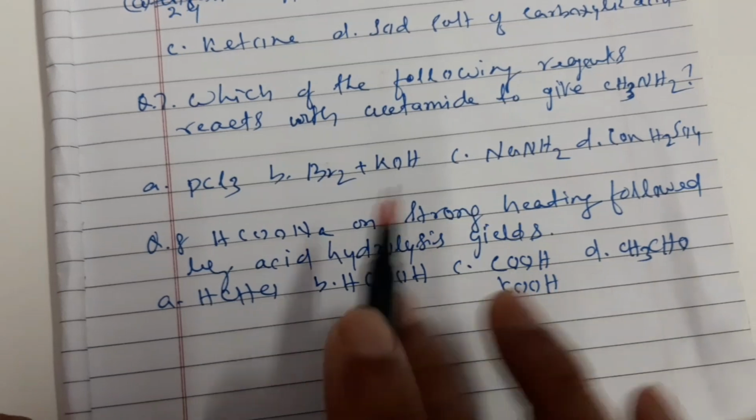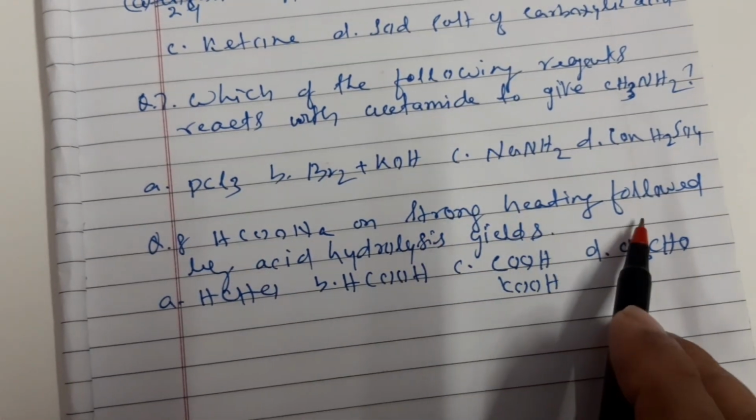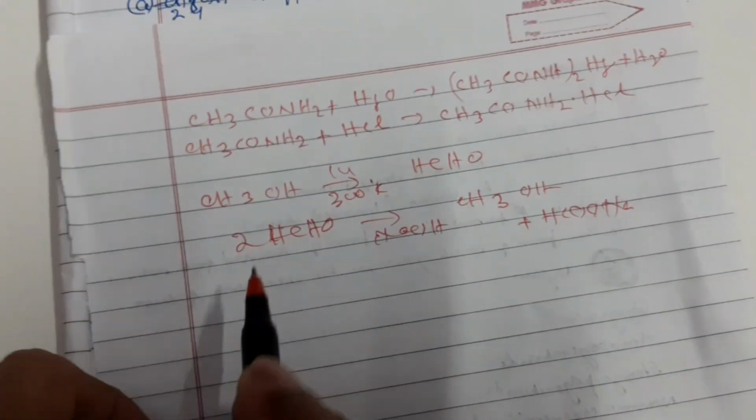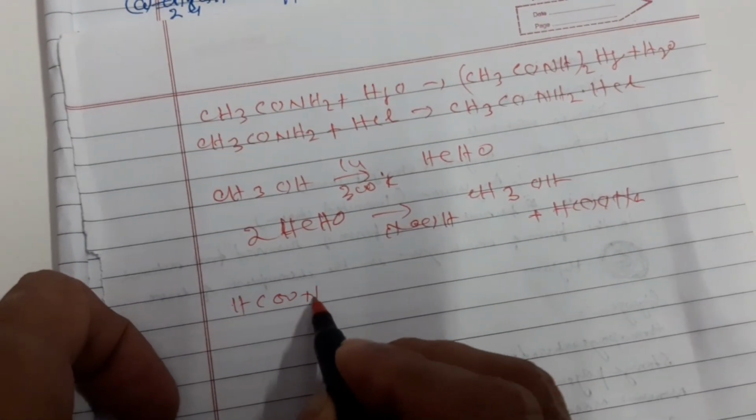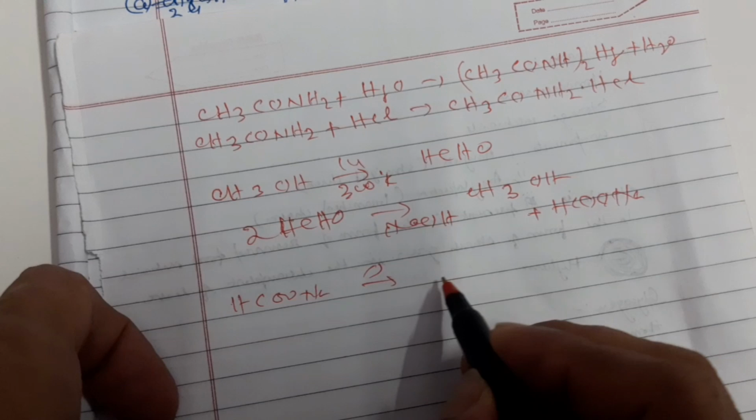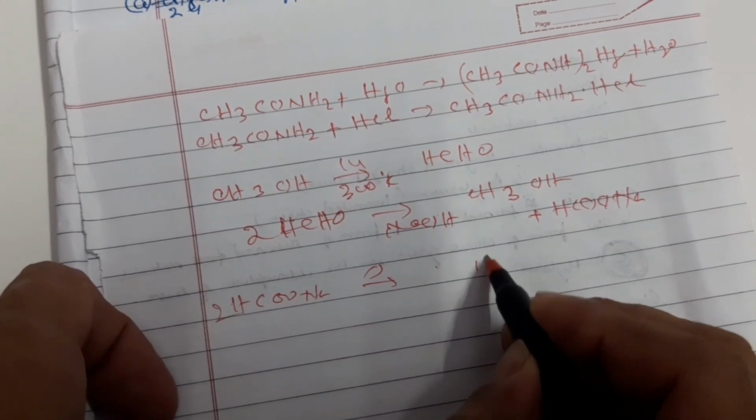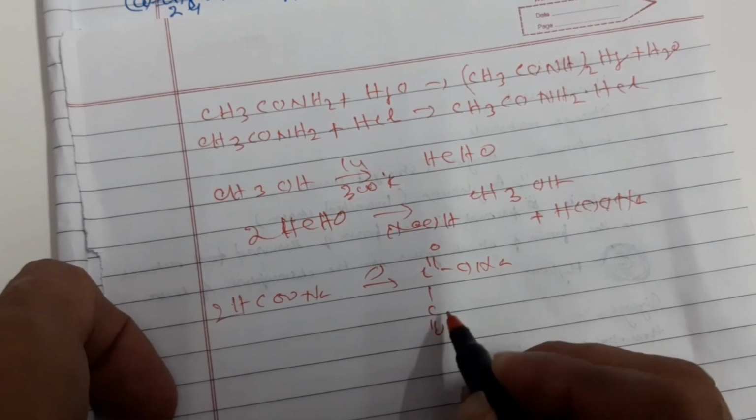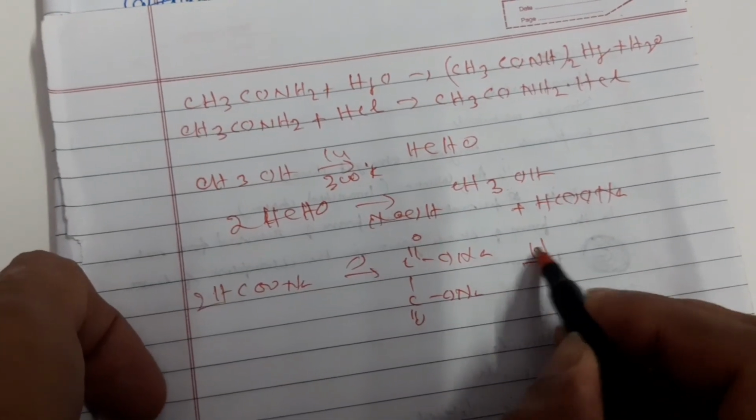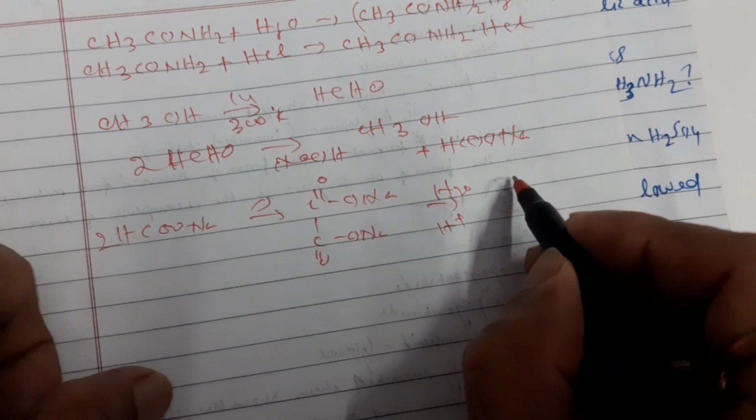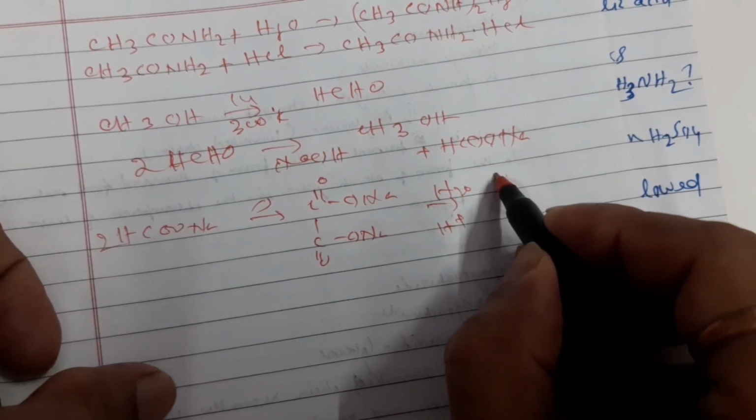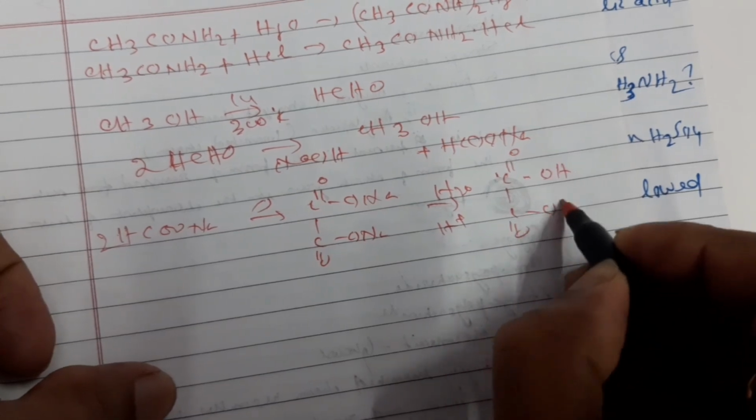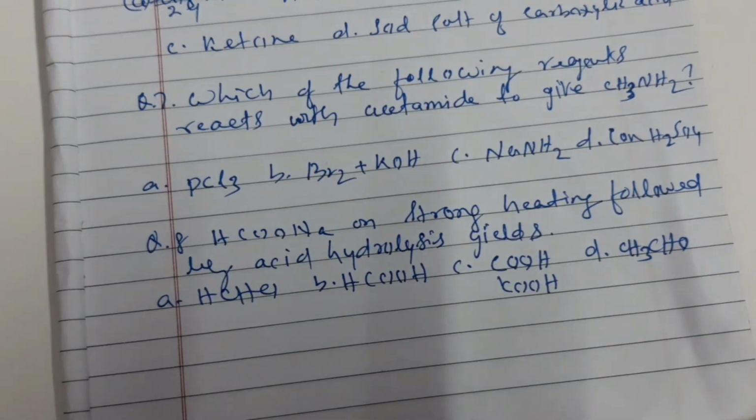The next question. When the sodium salt of formic acid on strong heating is followed by acid hydrolysis, what does it yield? Take the sodium salt of carboxylic acid, HCOONa. On strong heating, you will get the sodium salt of oxalic acid. On acid hydrolysis, you will get oxalic acid. So this is the reaction. Okay, students. So the answer is C.